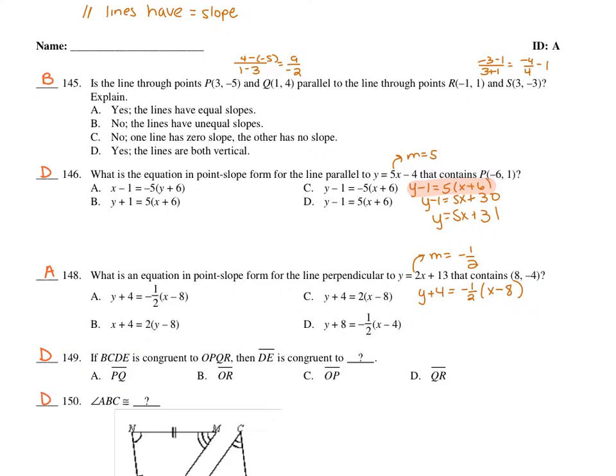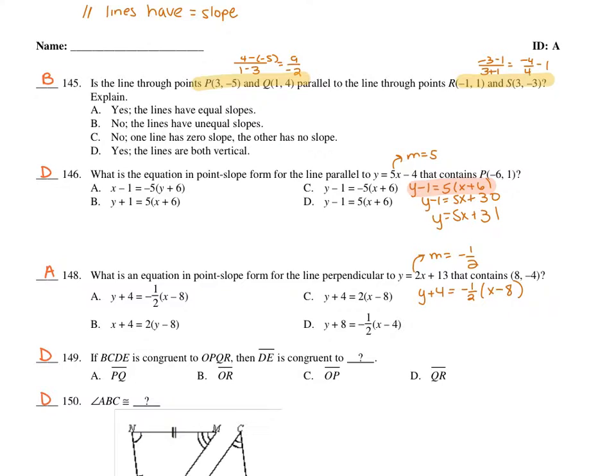$145, now I've got to find the equation of a line. So if they're parallel, what's true about their slopes? Same. So I would find the slope of the first line using those points, and it ended up being -1. And the slope of this one was -9 over 2. They're not the same, so they're not parallel.